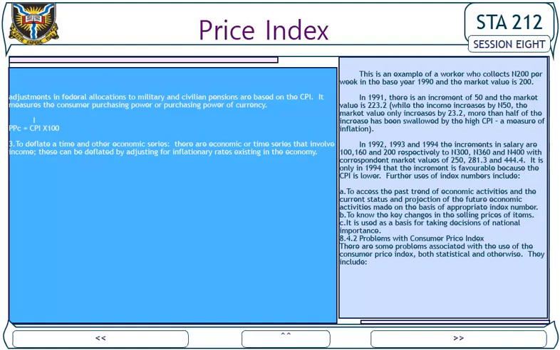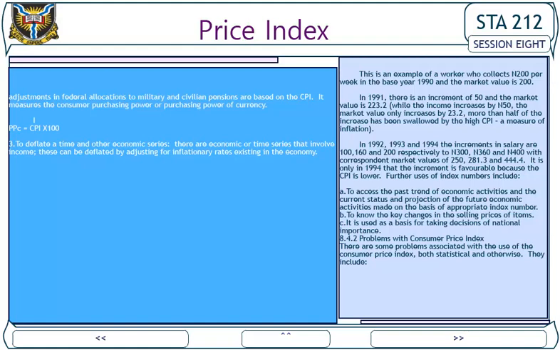This is an example of a worker who collects 200 naira per week in the base year 1990, and the market value is 200. In 1991, there is an increment of 50 and the market value is 223.2. While the income increases by 50 naira, the market value only increases by 23.2. More than half of the increase has been swallowed by the high CPI, a measure of inflation.